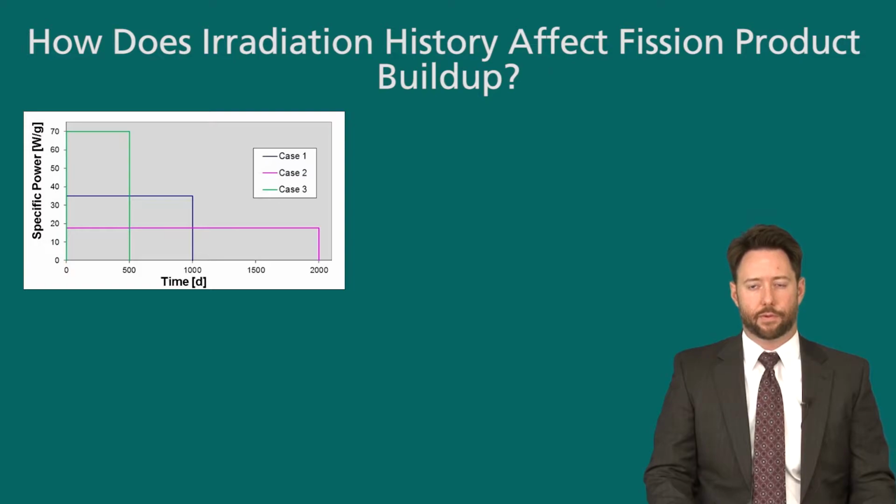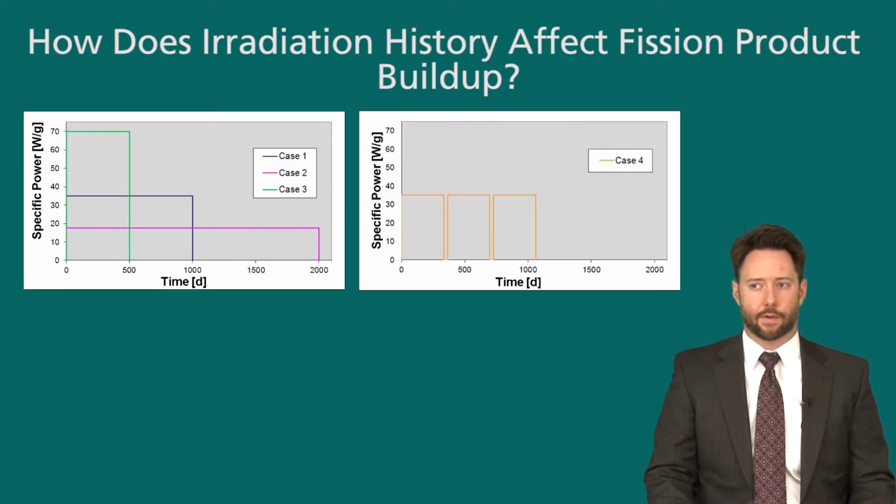uses specific power that's half the original case at 17.5 watts per gram and irradiates for double the amount of time, 2,000 days. And the third case irradiates at double the specific power for half the amount of time. And then on this next figure, we have case 4, which irradiates at 35 watts per gram, as in case 1, but also has 2 20-day shutdowns inserted during its irradiation history, so it winds up being a 3-cycle irradiation.